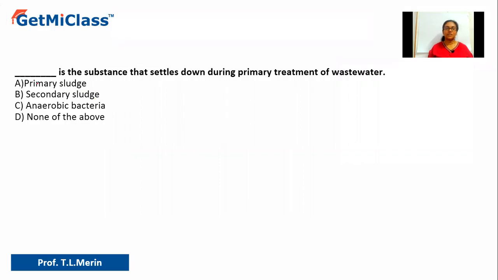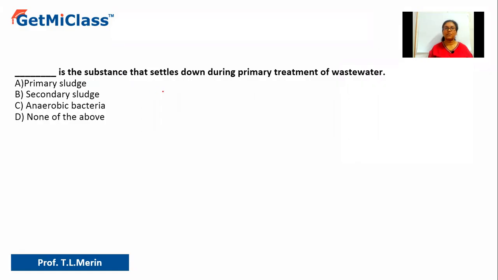So let's solve this question here. It says, dash is the substance that settles down during primary treatment of wastewater. Option A, primary sludge. Option B, secondary sludge. Option C, anaerobic bacteria. And option D, none of them. So it says the dash is the substance that settles down during primary treatment of wastewater.